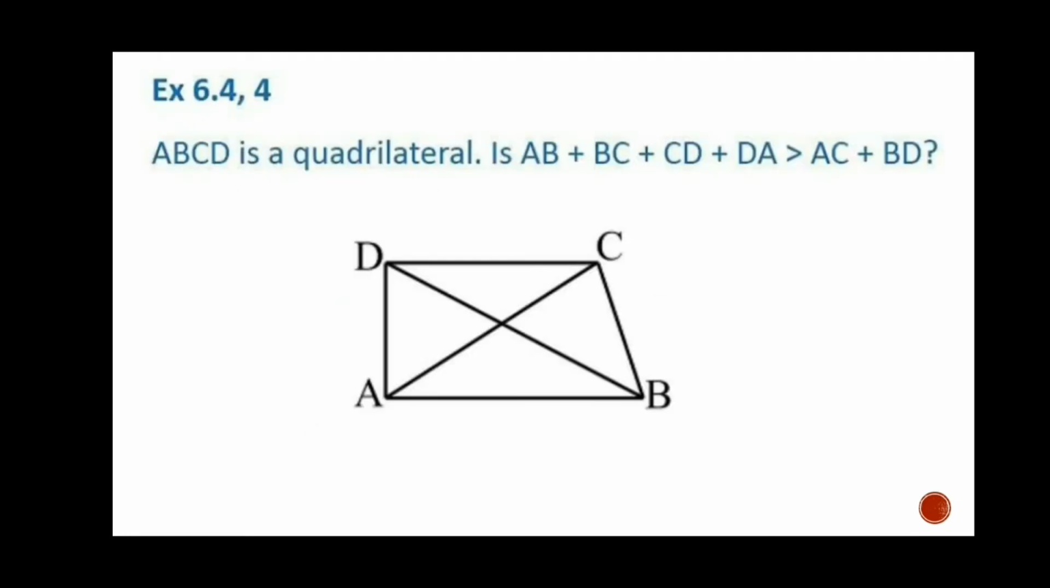Now the question number 4 of this exercise is: ABCD is a quadrilateral. Is AB plus BC plus CD plus DA greater than AC plus BD? So we have to prove that the sides of the quadrilateral, you can see these are the sides of the quadrilateral, AB plus BC plus CD plus DA will be greater than the sum of its diagonals. The diagonals are AC and BD. So let's see.